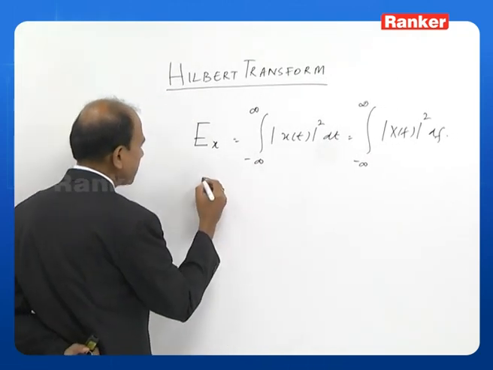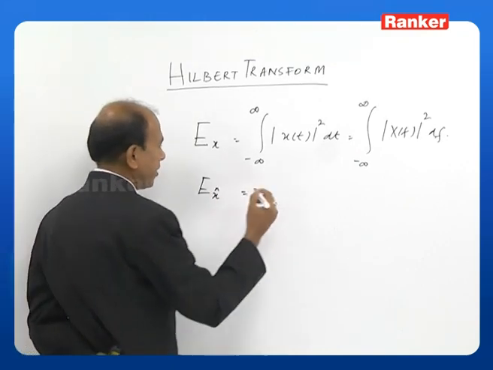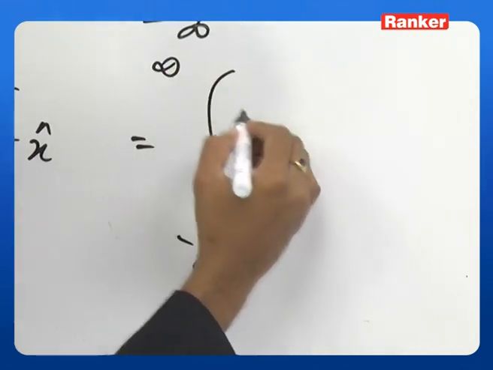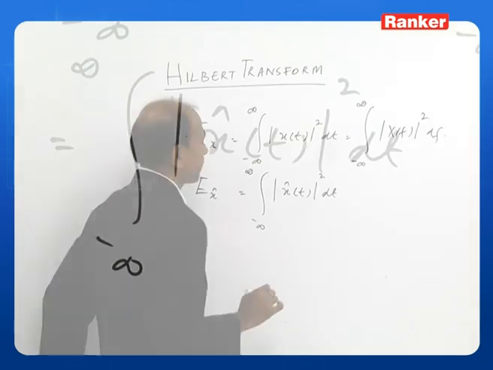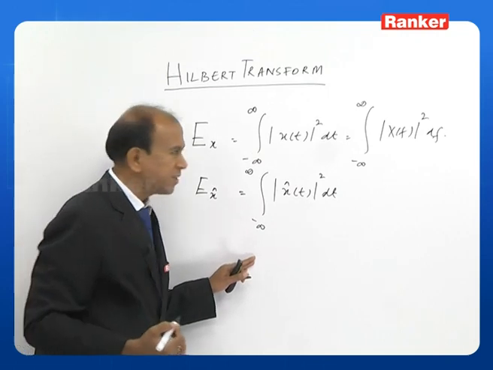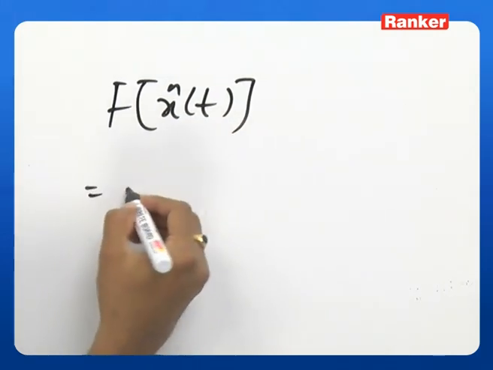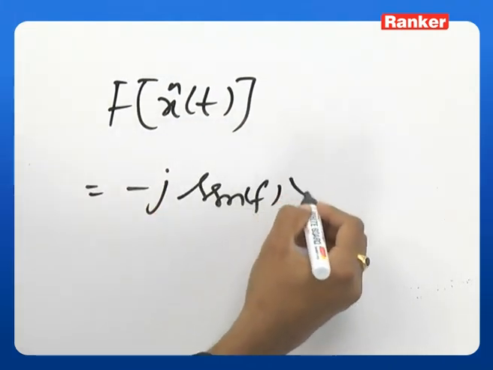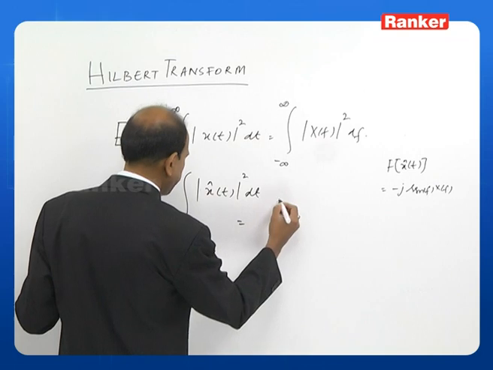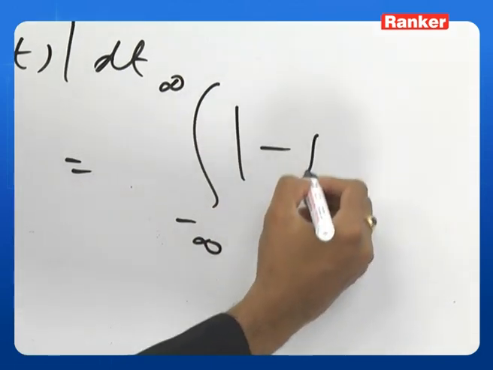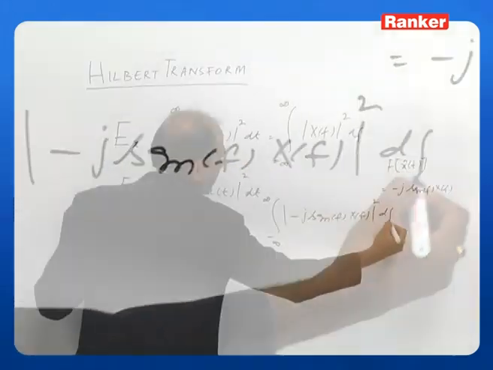Now I want to know what is the energy of the signal which is the Hilbert transform. So I apply a Hilbert transform, what should it be? Then it will be like this: the integral from minus infinity to plus infinity of |x cap of t| whole square dt. Now what is x cap of t in terms of frequency? We have seen earlier that the Fourier transform of x cap of t is equal to minus j signum of f X of f, isn't it? So we put it here. So that will be equal to the integral from minus infinity to plus infinity of |minus j signum of f X of f| whole square df.